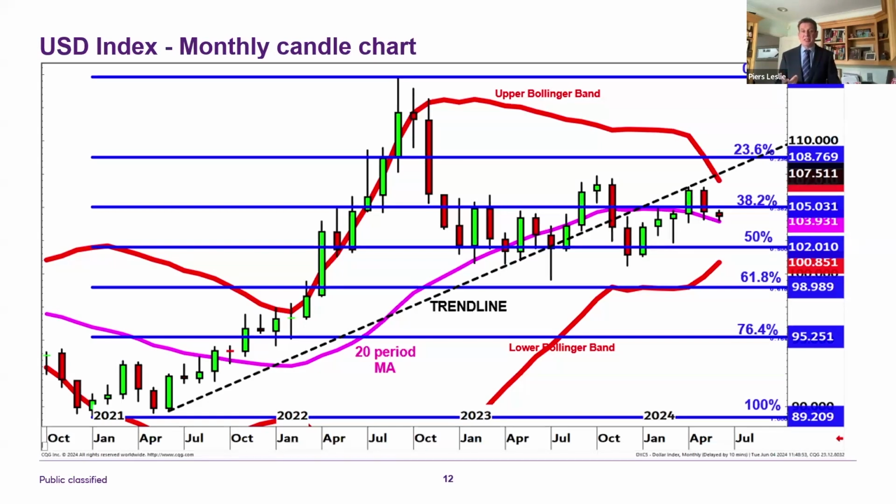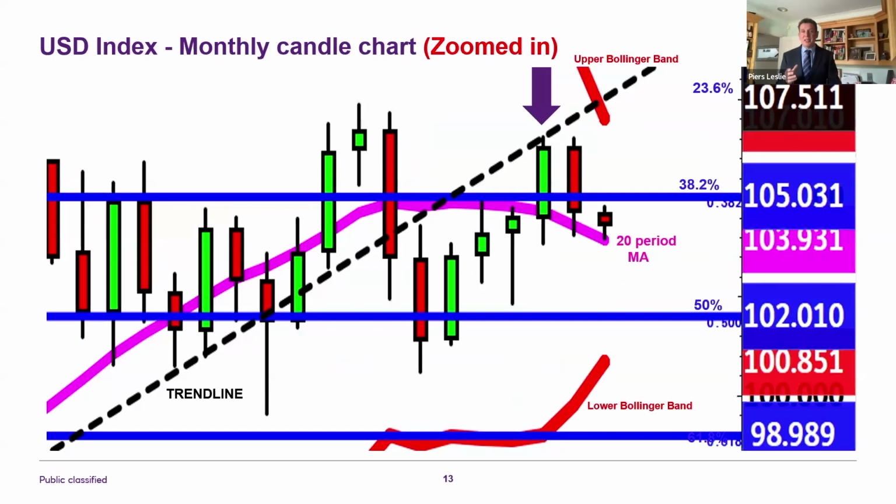If we go to the next slide, I've zoomed in and you can see price did fall off that trend line. We have come down, and what's price using as support? That 20-period moving average at the 103.90 area, and last month 104 sort of held it. So that's where support is at the moment. So it's sort of steady as a beating drum here.